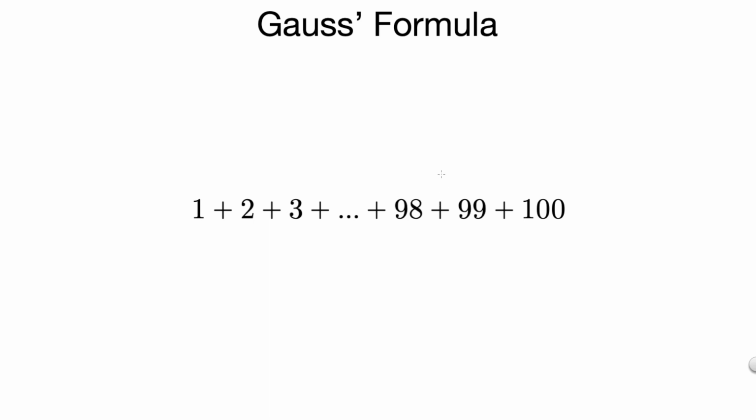Let's say you wanted to add up the first 100 numbers like so. You could add one to each other, but that'd take too long. This problem was famously given to Gauss as a busywork exercise, but he was able to solve it in record time. His methodology leads us to Gauss's formula.